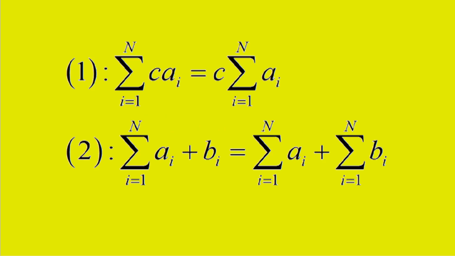The first property simply says that you can take a constant multiple out of the summation. The second property says that the summation of a sum is equal to the sum of the summations, or you can break up sums into multiple summations as shown.